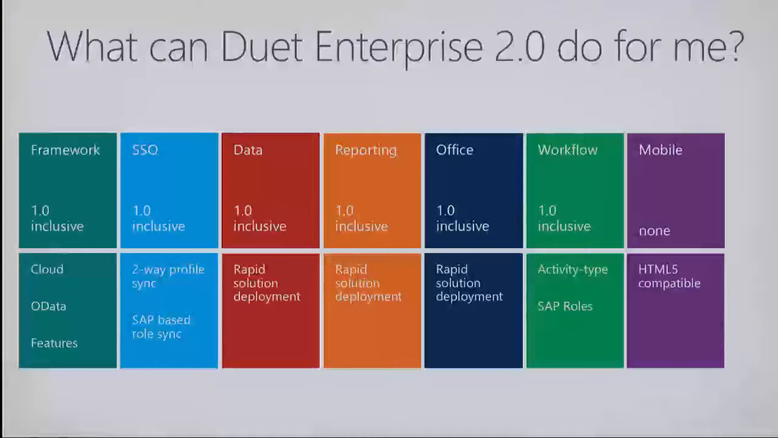So with 1.0, you get all these amazing features. With 2.0, you get cloud, you get OData, you get two-way syncing, you get rapid deployment solutions, you get SAP roles and activities, and you can expose all this to whatever device you want.